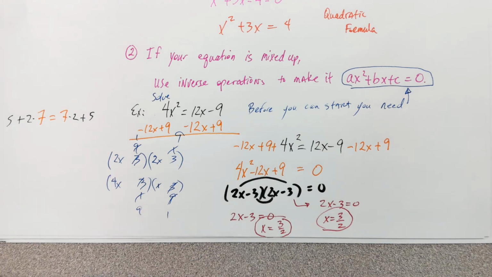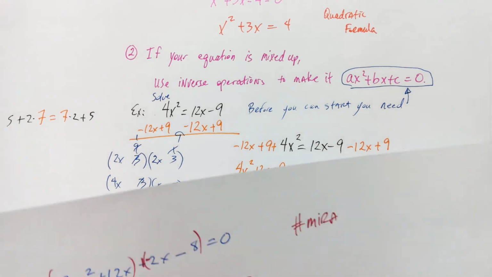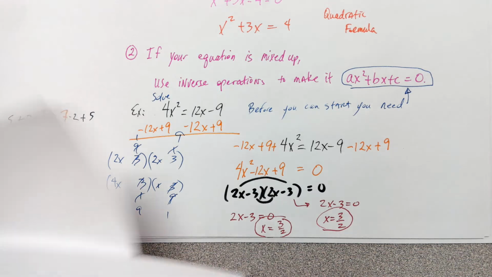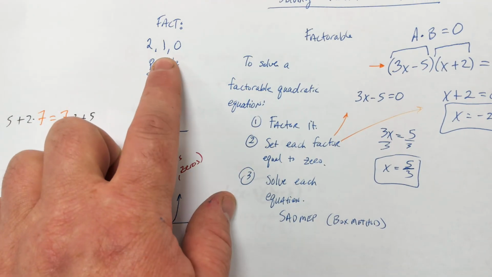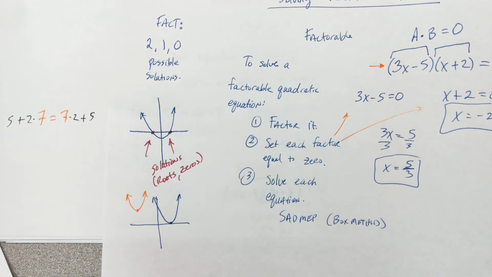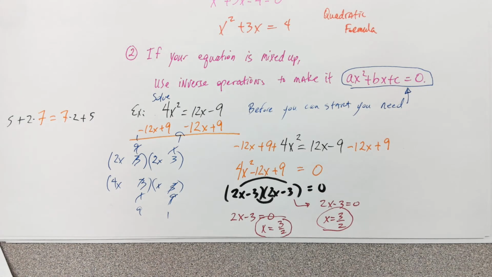So, Priscilla, do you remember at the beginning we were talking about... Hold on, let me find it. Oh, yeah. Do you remember how I told you there's going to be 2 or 1 or no answers? Remember? This is an example of one answer. That's one answer. It's 3 over 2. It's the same.